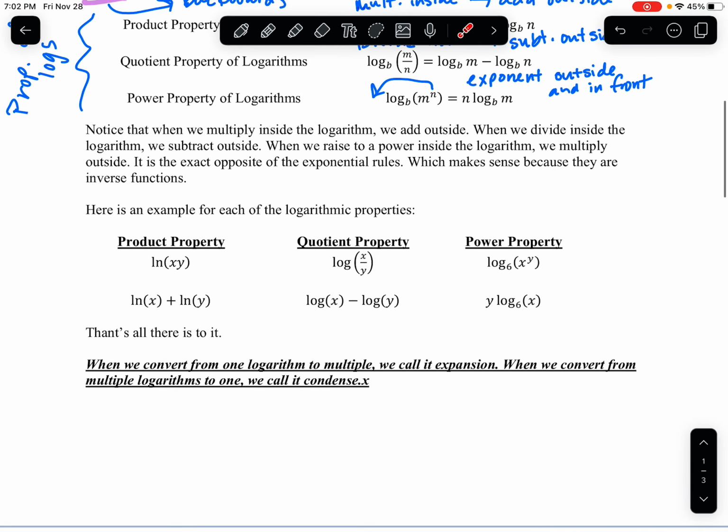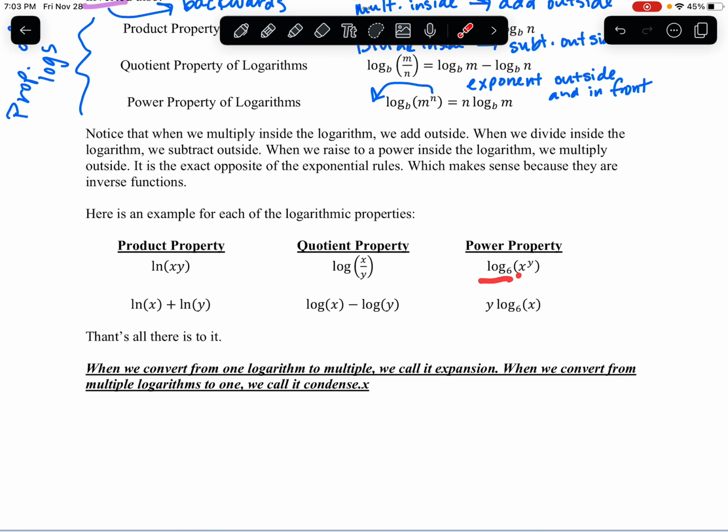So here is an example of each of the properties. Product property. If I have the natural log of x times y, well, that is the same as the natural log of x plus the natural log of y. Log of x divided by y is log x minus log y. Log base 6 of x to the y power. We're going to put this power and move it to the front. So then it's y log base 6 of x.